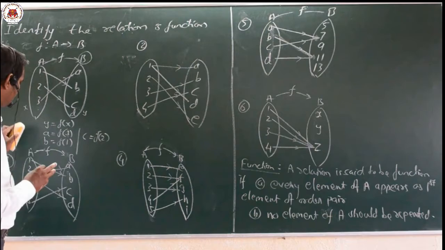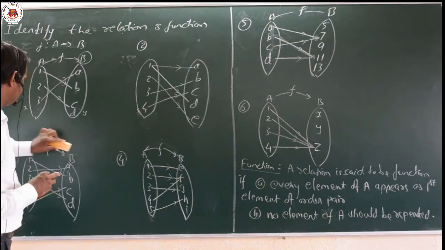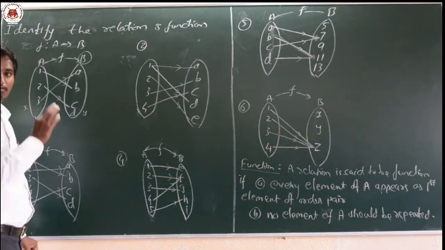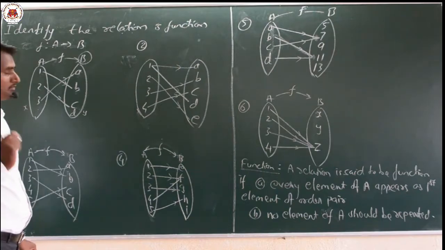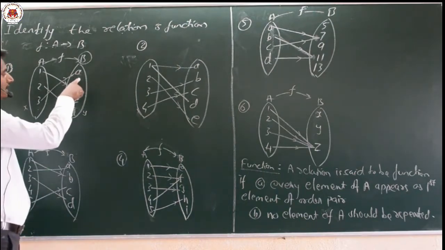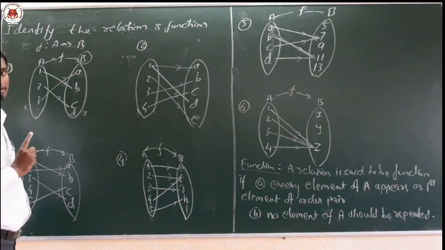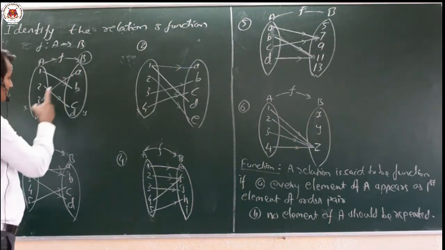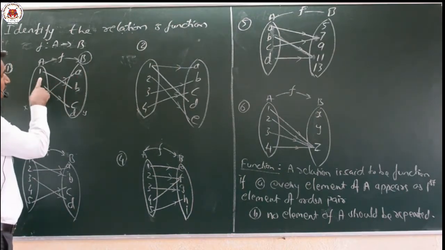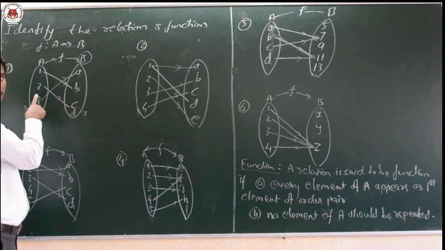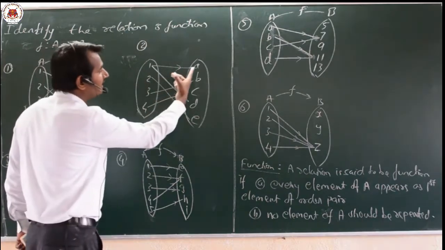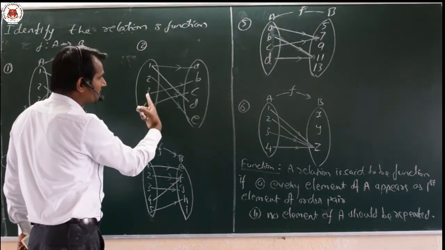Now let us observe regarding the definition, which one is function or not. One more thing, dear friends, these a, b, c are nothing but images. a is an image of 3, b is an image of 1, c is an image of 2. Here in this example, a is an image of 2, b is an image of 3, and so on.